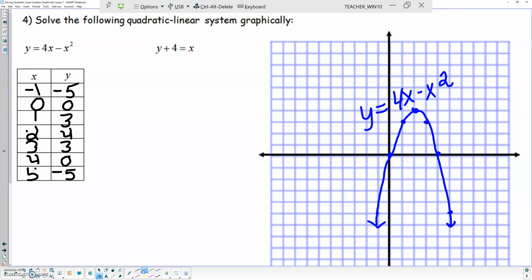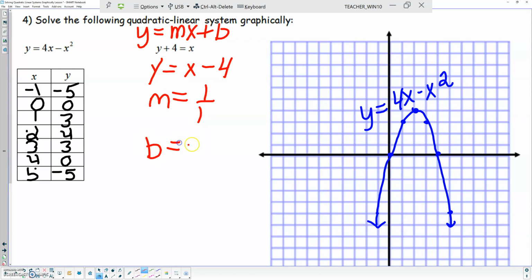Okay. Now I'm going to come over to my line. So again, when we graph a line, we want it to be in y equals mx plus b form. Okay, so in this equation, we got to move the 4 over. So we're going to get y equals x minus 4. So our slope is 1 over 1, and our y-intercept is -4. Okay, so y-intercept's -4, my slope is 1/1. So we're going up 1 to the right 1.